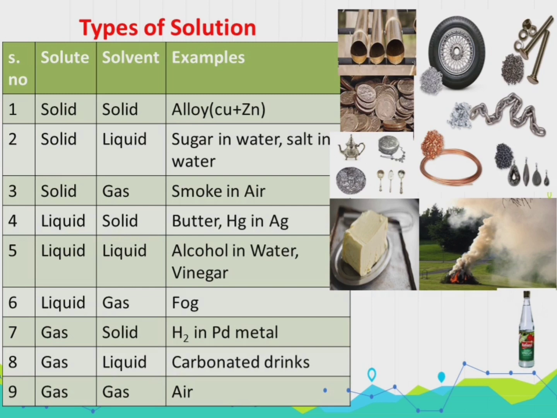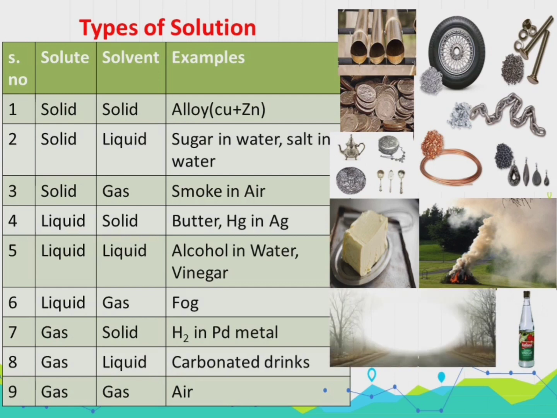The sixth one is the liquid-gas type of solution, and for this you may observe fog in the winter season, which is an example of this type of solution. And the seventh one is the gas-solid type of solution, in which a gas solute is dissolved in a solid solvent. For this we have the example of hydrogen, which is a gas, dissolved in palladium metal.